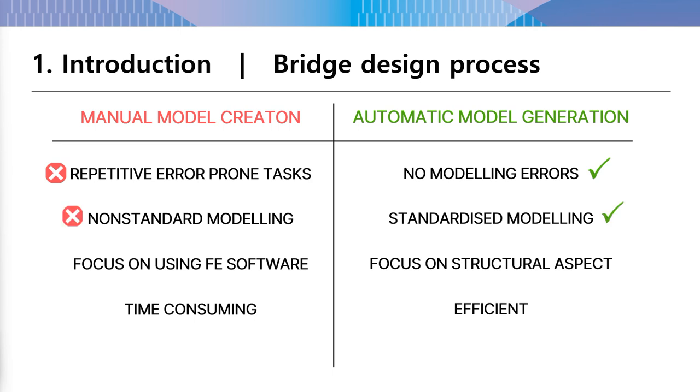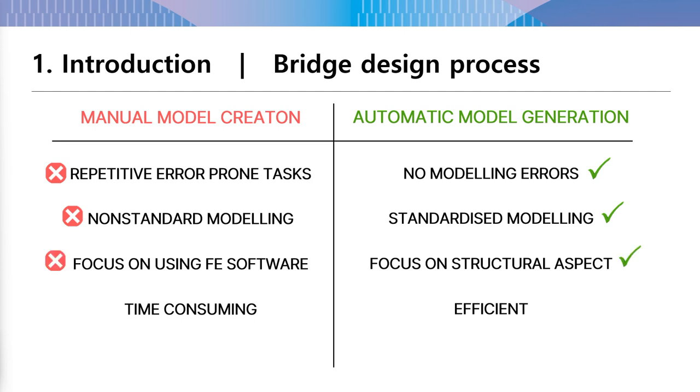The next advantage of automatic model generation is that it is standardized. Each model is generated the same way. So, for example, structural groups are named the same way. So if one engineer starts working on a model of a bridge, and then passes that model to someone else, the other engineer will very easily continue working with that model, because in the same company, everyone is working the same way.